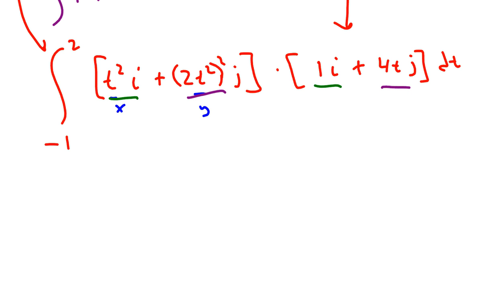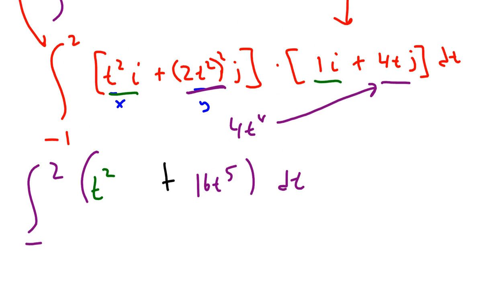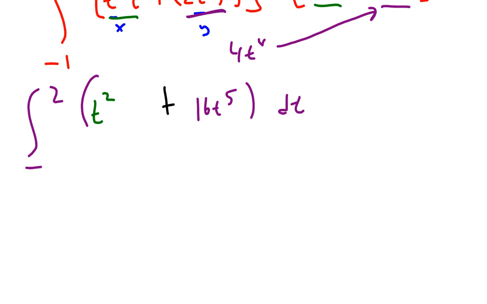So we have 1 times t squared, which is just t squared. Then we're going to say plus, and then this expression, 2t squared squared, is really 4t to the 4th, but then it's getting multiplied by another 4t, so we get 16t to the 5th. And then we have dt, integral from -1 to 2. This is a pretty simple integral.